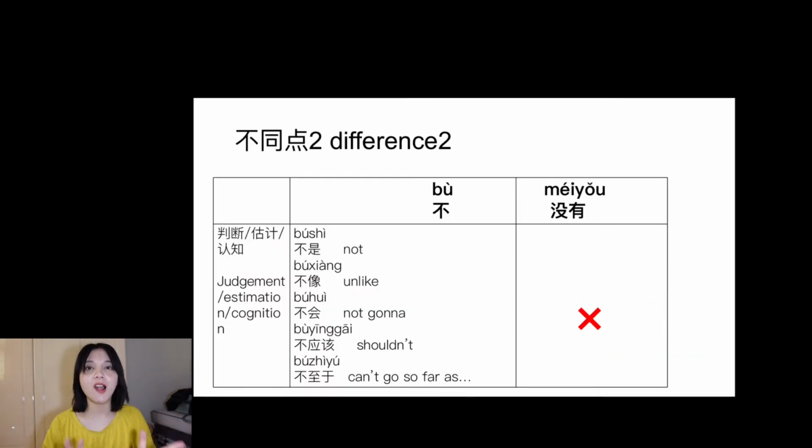不同点二. In this part, we only use 不 and we add some word that is related to judgment, estimation, or cognition. For example, 不想 means don't want. We learned that before. 不是 is not. Or 不像 unlike. Or 不会 not gonna. And 不应该 shouldn't. And 不至于.